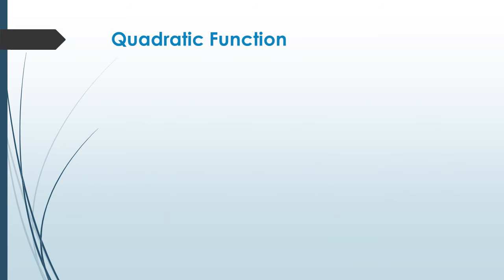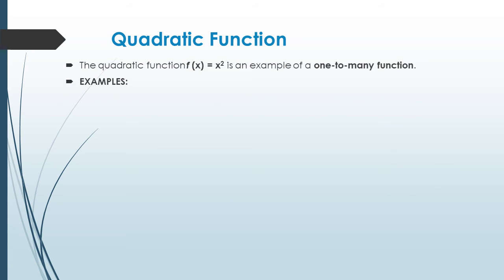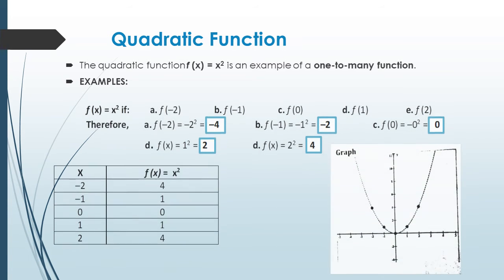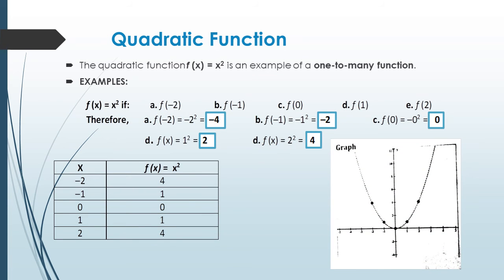Okay, next, quadratic function. The quadratic function f of x is equal to x squared is an example of a one-to-many function. Okay, so dito naman po sa quadratic function, yun po yung example ng one-to-many function. Kung naaalala niyo po sa ating relation in function sa una kong diniscuss. So now, sa quadratic function class, ang ating given ngayon, o ating example, yun po yung f of x is equal to x squared.